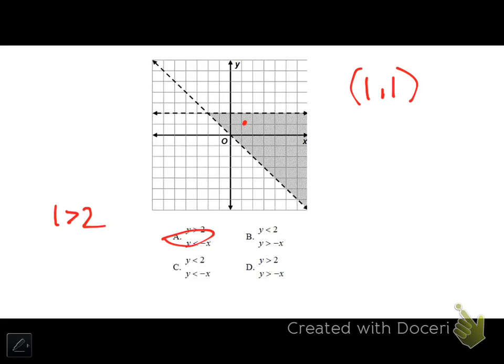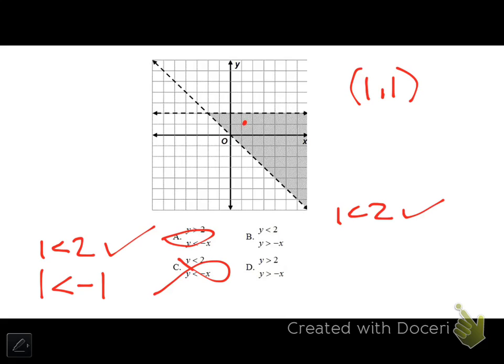Let's try C. So if I plug it in for C, is 1 less than 2? Yes. Okay, now let's try the other one. Is 1 less than negative 1? No. So that one doesn't work. Okay, let's try B. Is 1 less than 2? Yes. Is 1 greater than negative 1? Yes. So B is my answer.